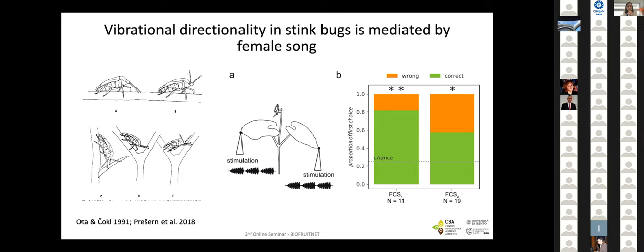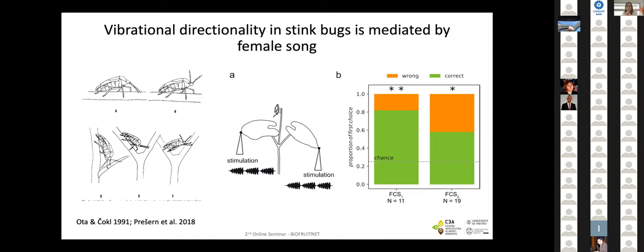When they reach a branch, so when they have to decide whether to go right or left or down on the plant, they usually try to stretch even more the distance between their legs, because the time delay of the perception of the signal with one leg or the other gives them the information about the direction, the location of the female that is emitting the vibrational signal.